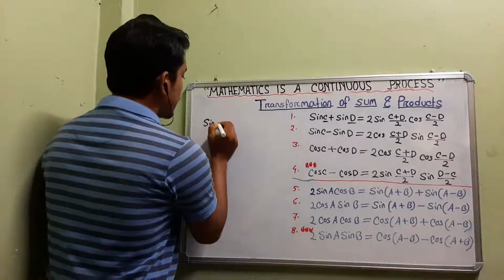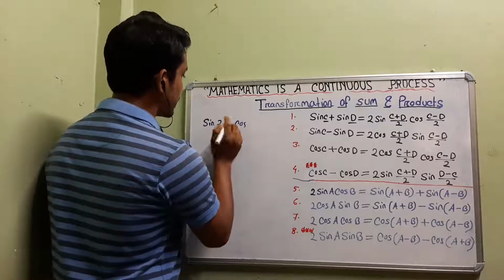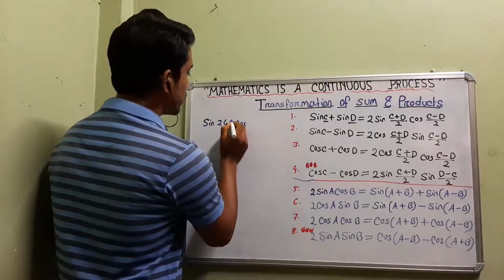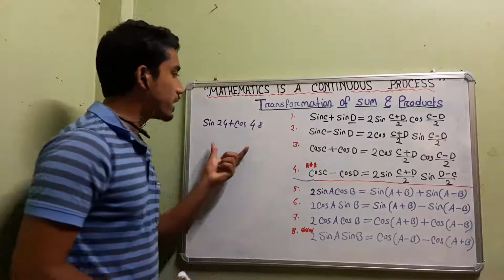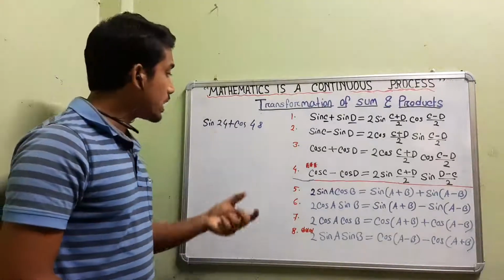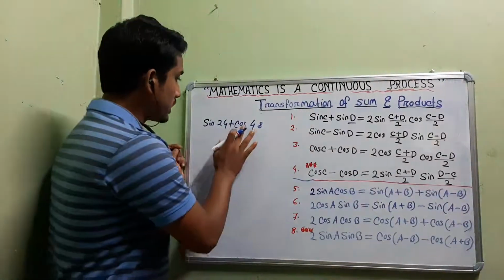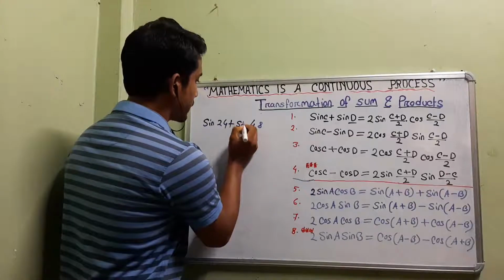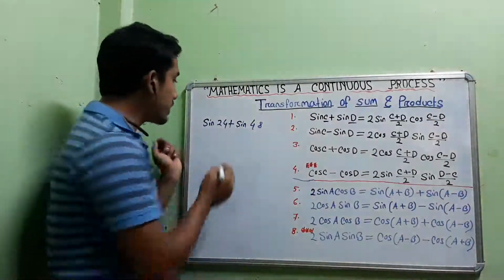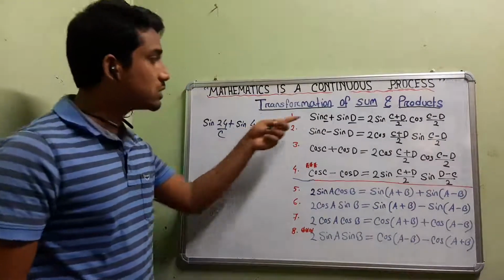Suppose we take sine 24 degree plus sine 48 degree. These two trigonometric functions are given by their sum. Now you are asked to convert this sum into the product. That one will not be cos, that one will be sine. sin c plus sin d will relate with the first formula. In place of c there is 24, in place of d there is 48. So we can easily use this formula, isn't it?